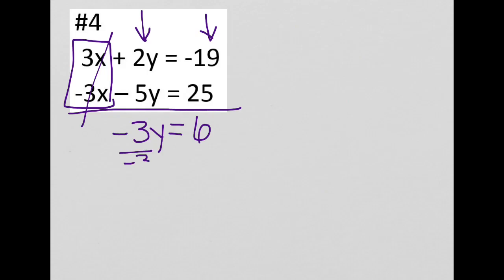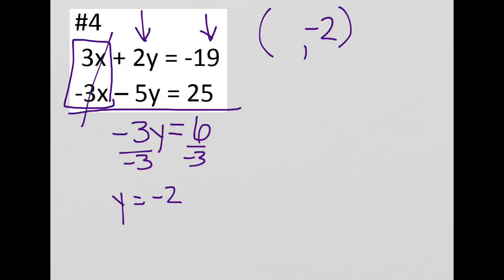We're going to divide both sides by negative 3. And when we do that, we get that y equals negative 2. So remember, you want to set up your parentheses and a comma, and what we just found is the y coordinate, which is the second one. So y equals negative 2, and we are not finished. We still need to find x.